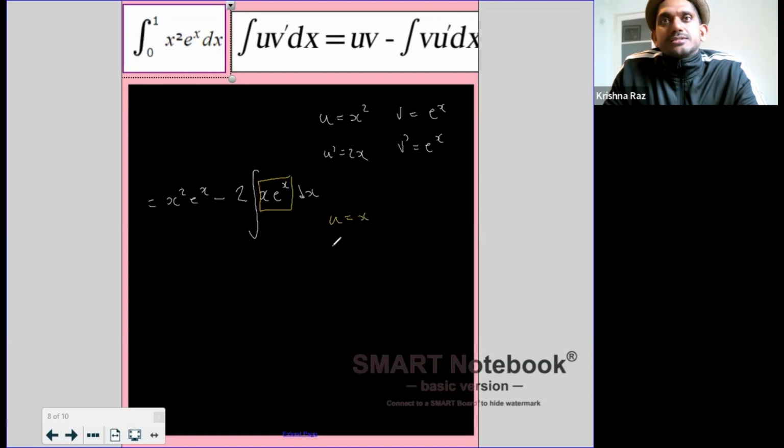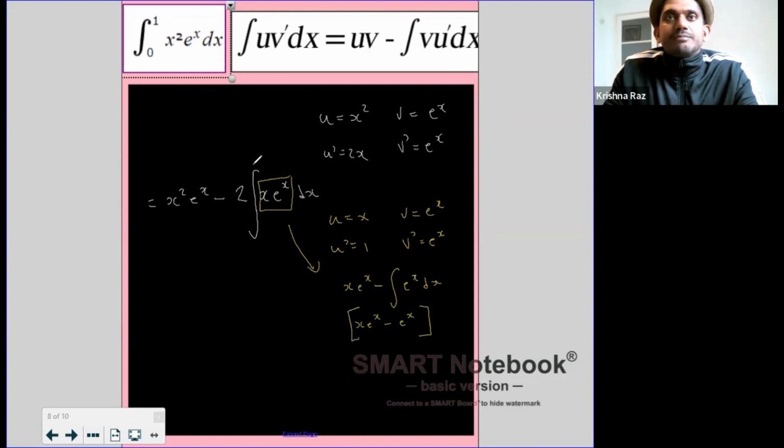u will be x, u dash will be 1. Again, v dash will be e to the x, and v will be e to the x as well. So the integral of that will be uv minus the integral of v u dashed, which is 1 times e to the x. And so we end up with x e to the x minus e to the x. And there are some giant square brackets there because we need to be very careful when we substitute it back in because of this minus sign.